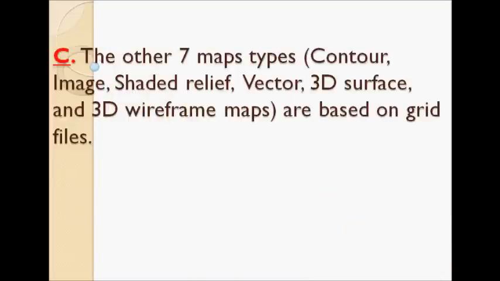Whereas the other 7 types of maps, including the contour map, image map, shaded relief map, vector map, 3D surface map, and 3D wireframe maps, are based on grid files.